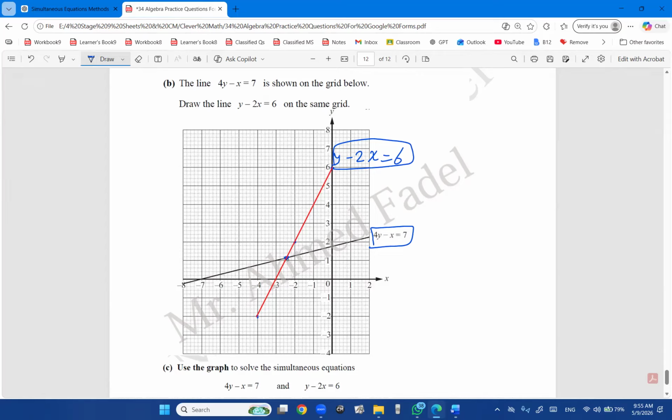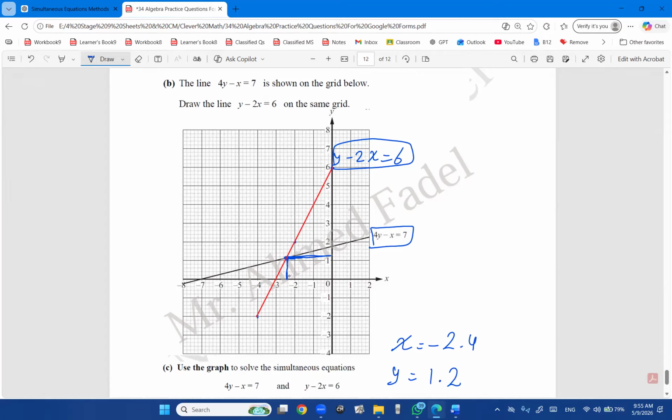Then go down and you're going to find that the x is here and the y is here. Noting that this is going to be the second line after the negative 2, so it is negative 2.2, negative 2.4. So x is negative 2.4, and the y is 1.2. This way, you solved the simultaneous equation using the graphing method.